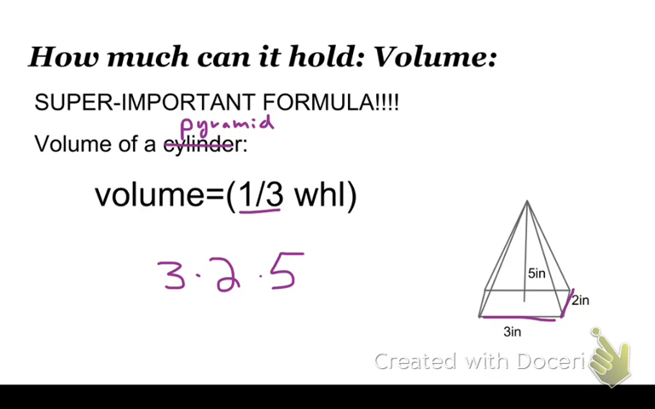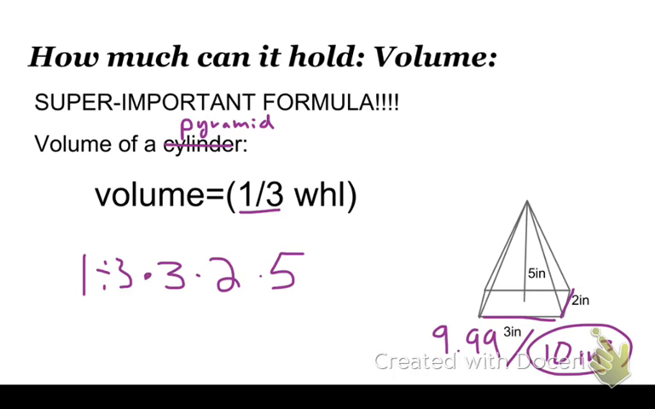Oh, I should do the 1 divided by 3 first. 1 divided by 3 times 3 times 2 times 5, I get roughly 9.99 repeating. Yeah, let's just make that 10 inches cubed. Not too shabby. All right, ladies and gentlemen, those are the 2 super important formulas that you need to get down.